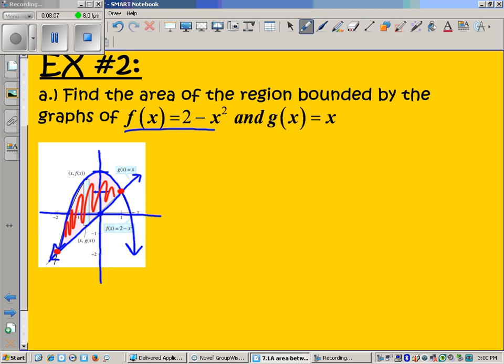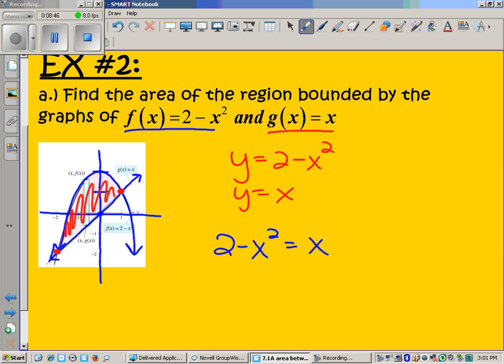So if we weren't given a graph, how could we still, algebraically, by hand, without graphing it, figure out my limits of integration? Well, isn't it where f of x and g of x intersect? Or if you think about a system of equations, it's where they equal each other. So where y equals 2 minus x squared and y equals x equal each other. So can I do a system of equations, set them equal to each other, and figure out what x equals?